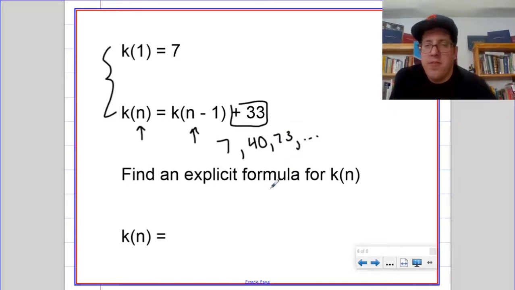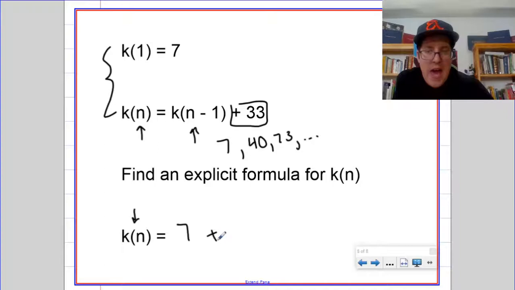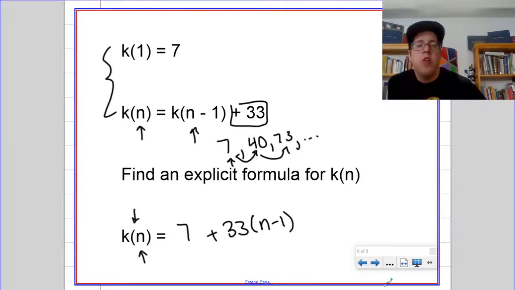So the explicit formula is to find a particular term, you're going to take 7 and you're going to add 33. But you're not going to add 33 n times because you don't need to add 33 to find the first term. If you wanted to find the third term, you'd only add 33 twice. So you just add 33 one time less than the number term you're looking for.